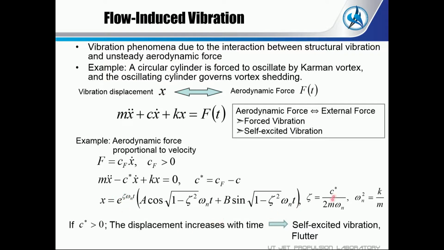So if C asterisk is positive, this oscillation is unstable. The oscillation amplitude, the displacement, will grow with time. The displacement increases with time if C asterisk is positive. This situation is a self-excited vibration called flutter. So the critical point is this damping coefficient. That is the main issue.